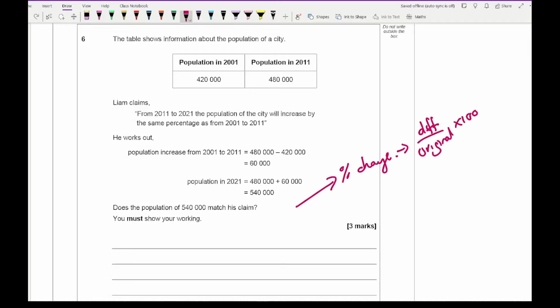So looking at the first claim, we've got 480,000 minus 420,000, and then we divide that by the original amount, which in 2001 was 420,000. If we multiply that by 100, we get an answer of 14%.